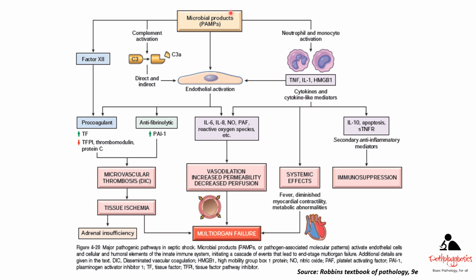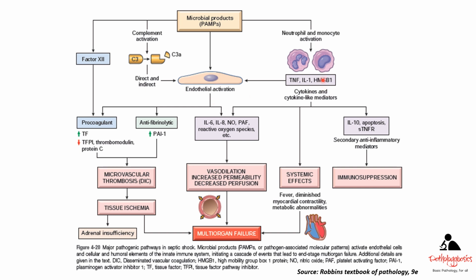The microbial products also activate factor 12. This factor 12 is a procoagulant factor. Endothelium also, as you know, has a procoagulant effect. It has an antifibrinolytic effect. This leads to formation of microvascular thrombi, that is formation of thrombi in various organs, which is also called DIC. It leads to tissue ischemia and finally leads to multi-organ failure, and also leads to adrenal insufficiency.